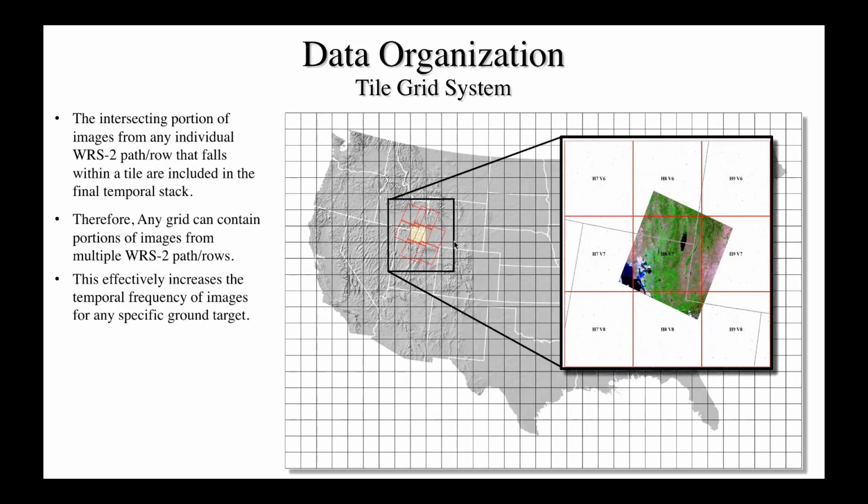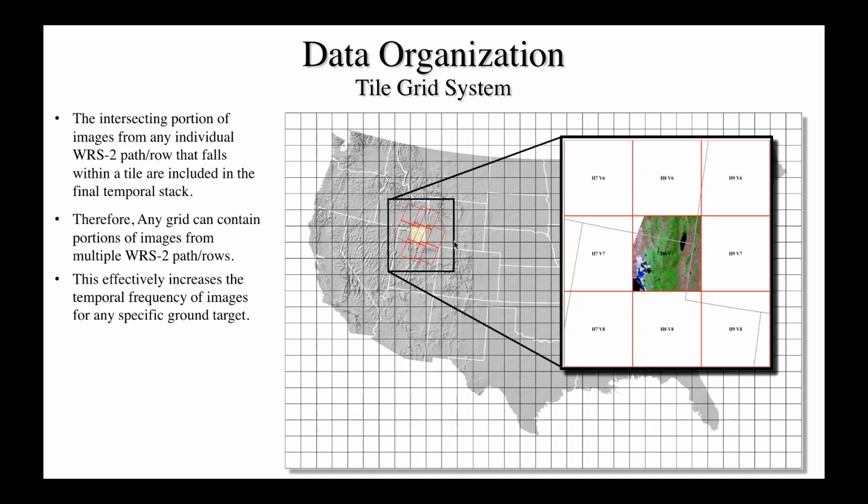So here we have, what, 1, 2, 3, 4, 5, 6, 7 different images that intersect that particular grid that I'm sampling. And every one of those images that intersects that grid gets sampled, no matter how small the pixel frequency is for that particular image. So that essentially reformats the data into this grid, and it allows you to densify the temporal stack.